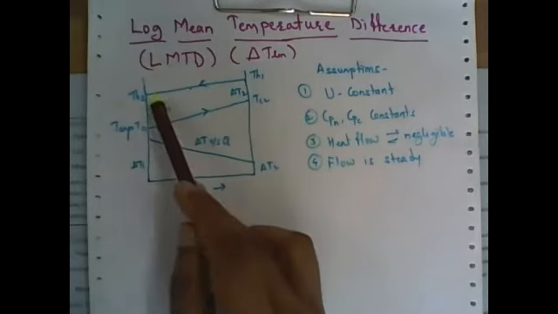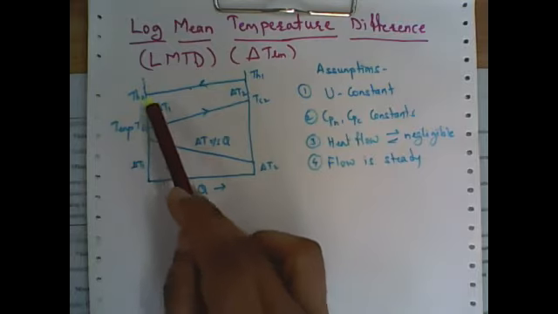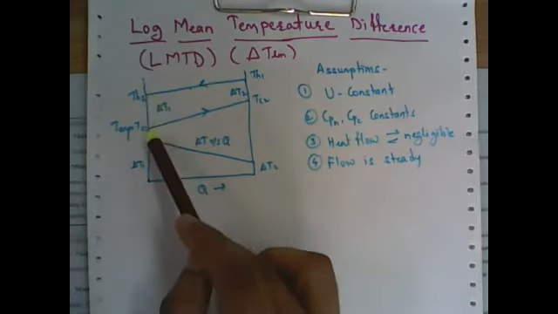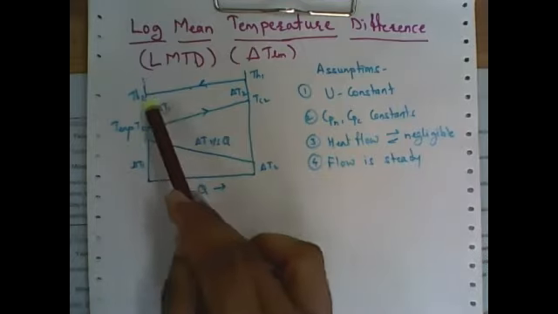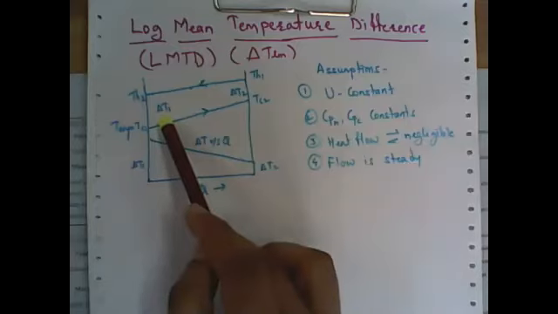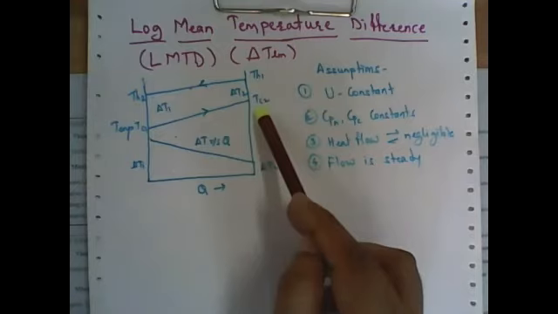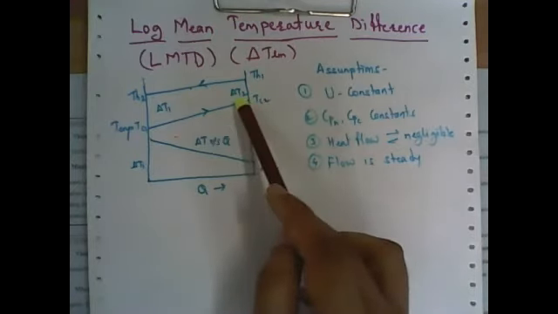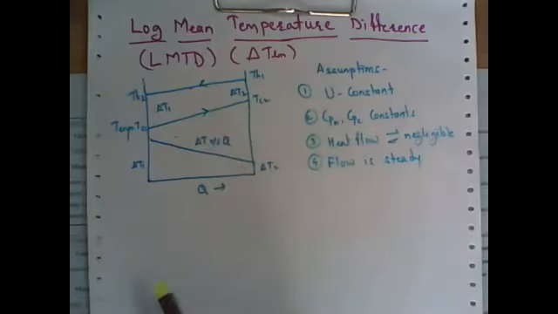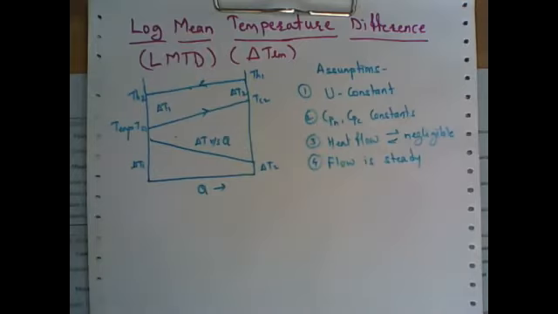If we consider the terminal temperature differences, that is the end temperatures, this is the case of TH2 and TC1. The difference of TH2 and TC1 is delta T1, that is one of the approaches. And the difference between TH1 and TC2 is delta T2, which is another approach. Normally in heat transfer operation, these terminal temperature differences are called approaches as a technical term.